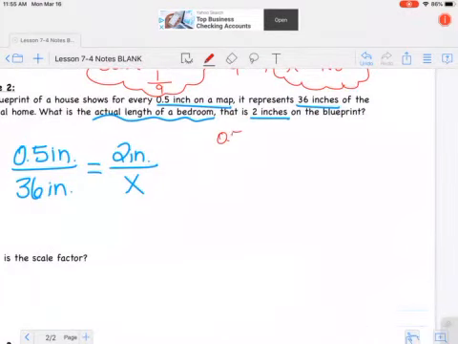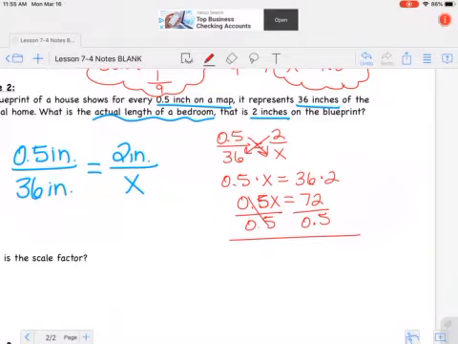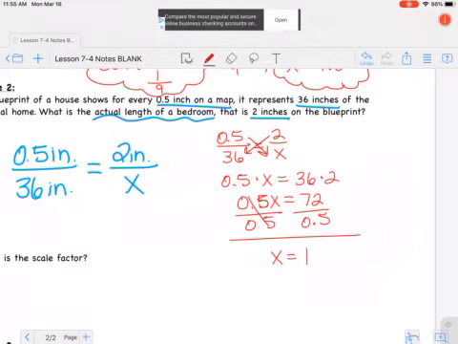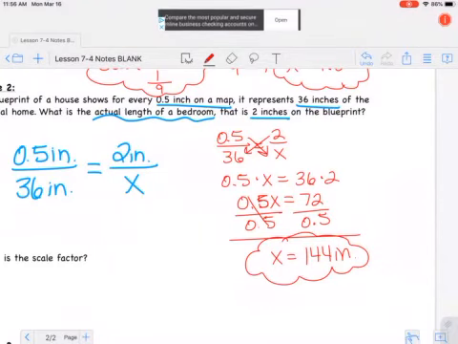Okay, so just like the other problems, we are going to rewrite it and solve. So I have 0.5 over 36 is equal to 2 over x. Cross multiply to solve. So I would have 0.5 times x is equal to 36 times 2. So 0.5x is equal to 72. Divide by 0.5. So we would have x is equal to 144 inches. So that means that in real life, the actual length of the bedroom would be 144 inches.